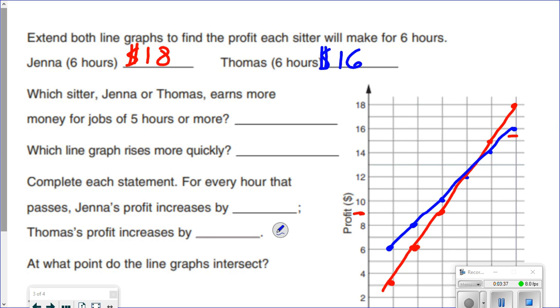Which sitter, Jenna or Thomas, earns more money for jobs of 5 hours or more? Well, we know that from our table before. That would be Jenna. Jenna's making more. Which line graph rises more quickly? Let's take a look. Which one is jumping up faster? This red one is obviously going up faster. So we'll write down Jenna's.